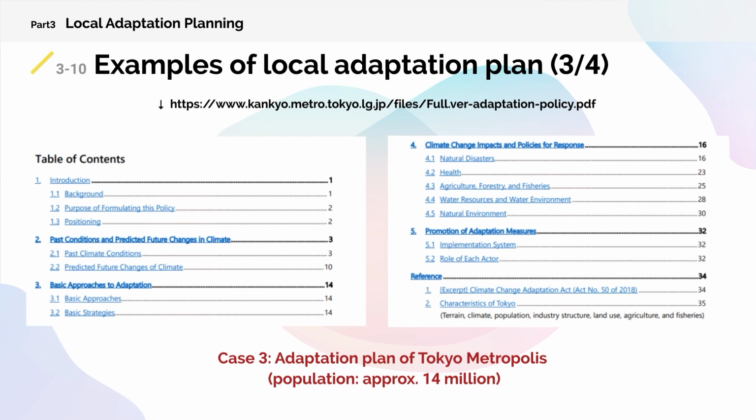In particular, future actions include plans for various fields and issues, such as natural disasters, health, agriculture, forestry, fisheries, water resources and the natural environment, as well as a long-term roadmap for strengthening adaptation measures, including not only policy goals for 2030, but also a vision for 2050.